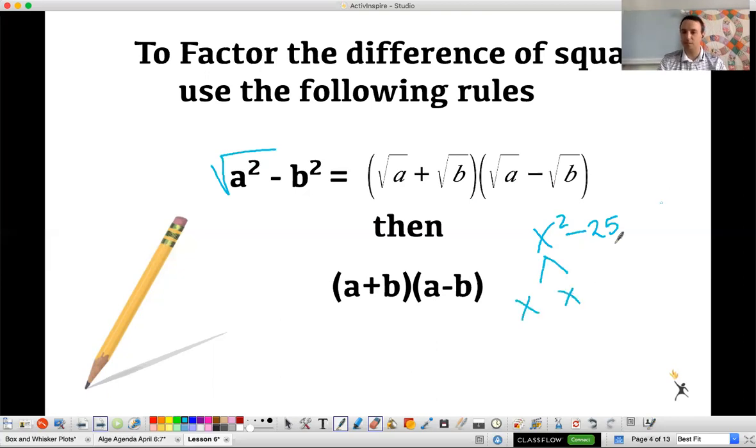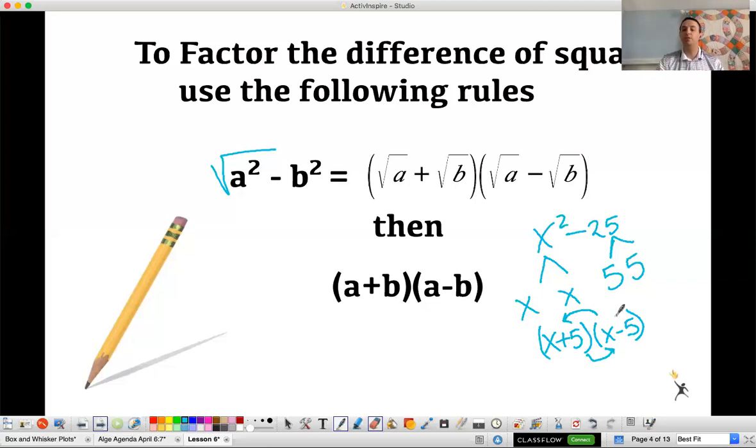Same here. To get 25, ignore the negative for now, it would have to be 5 and 5. So I'm taking the square root of both numbers, and then I rewrite it as x plus 5 times x minus 5. Now, I'm not going to get mad if you switch the terms and put minus first and plus second. It's not a big deal.